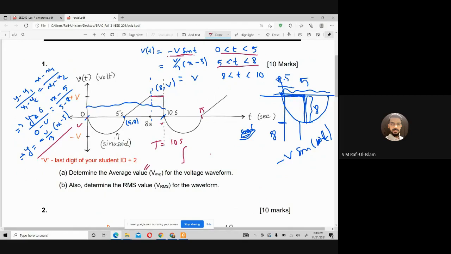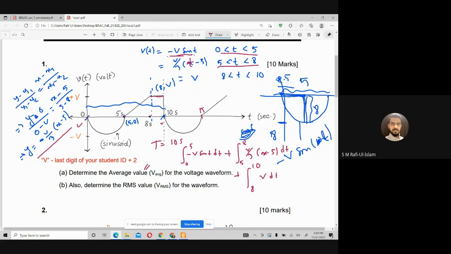We'll do the integration. Let's say the first integration is 0 to 5, because this is the sinusoid, and the integration should be minus v sin t dt, plus the second integration from 5 to 8, because 5 to 8 is a straight line. So 5 to 8, that one is v divided by 3 times (x minus 5), plus the third integration is 8 to 10, and the integration would be nothing but v dt.